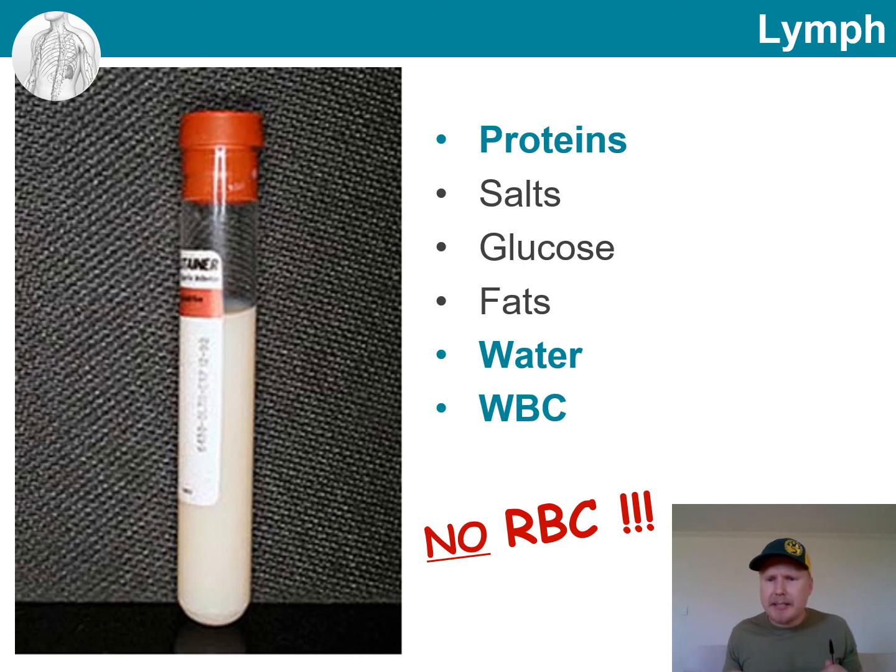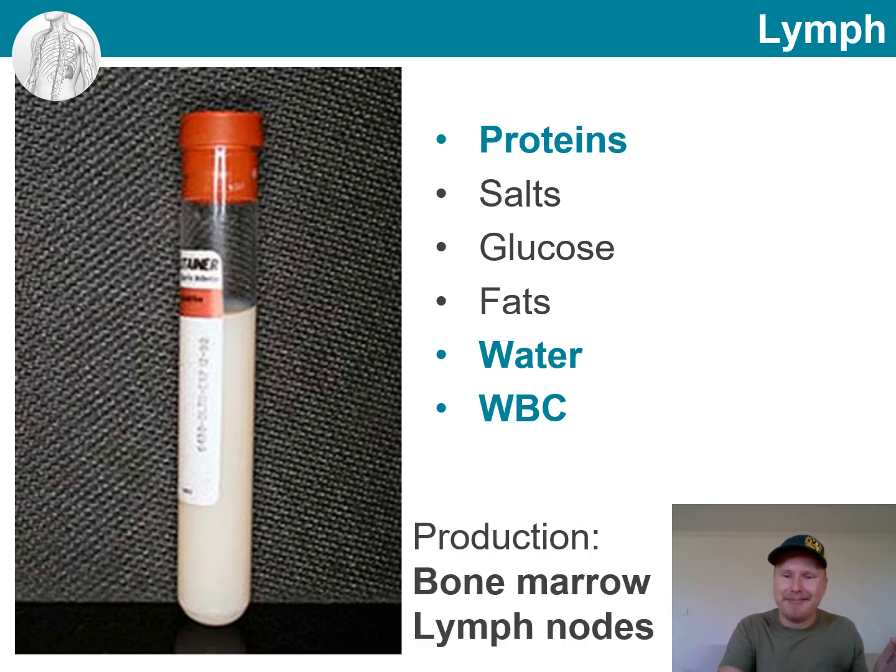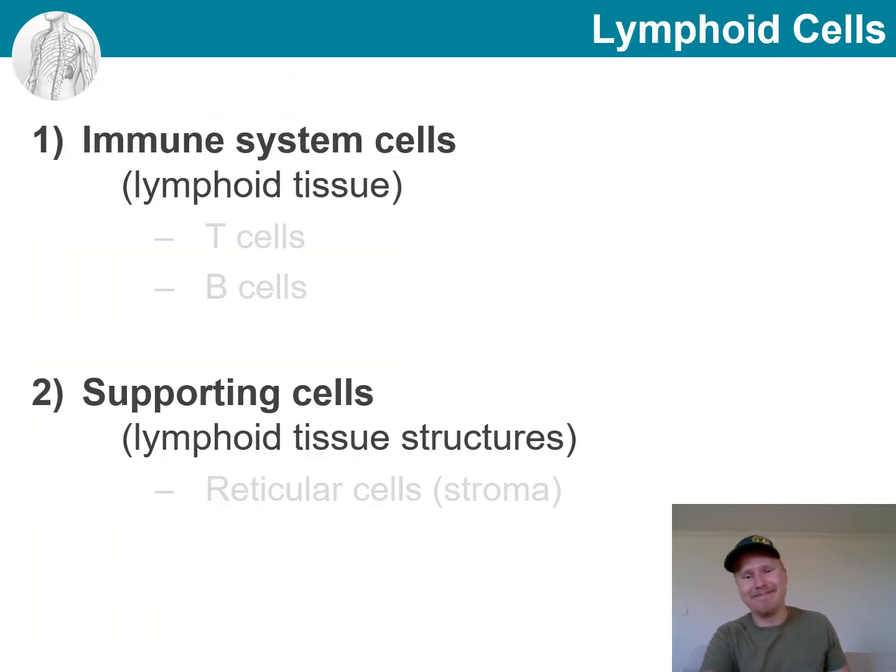And where is the lymph produced then? Well, at the bone marrow and lymph nodes. And we will have a look at the lymph nodes especially in a little more detail in the next video. Finally, let's look at the lymphoid cells in a little more detail. So lymphoid cells consist of immune system cells, which are found in lymphoid tissue, and supporting cells that form lymphoid tissue structures. We will start with the immune system cells.